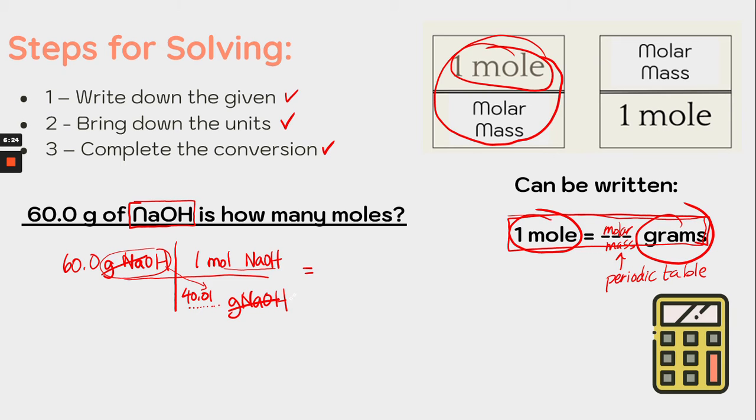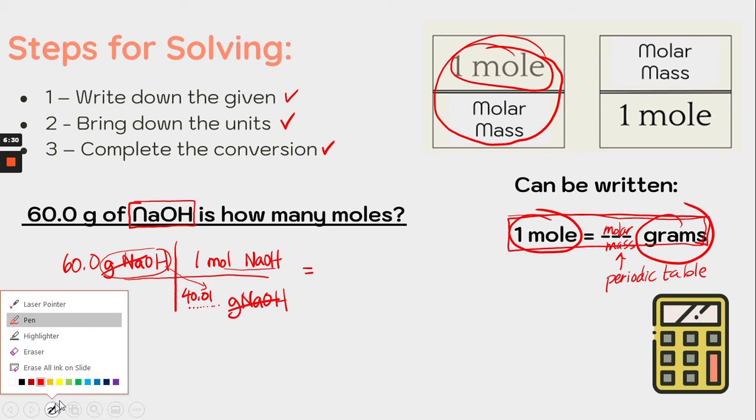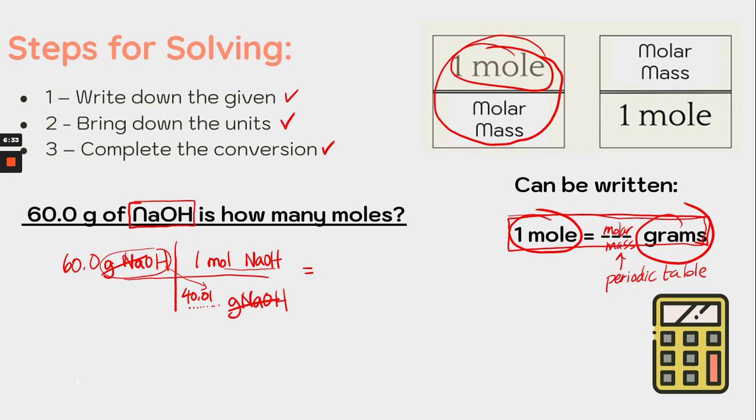Now, calculator work, guys, not fancy math. This is multiplying and dividing. What we're going to do every single time is set the problem up like we just did. After we set up the problem, we multiply all the numbers on the top together, hit equals, and then hit divided by all the numbers on the bottom. So 60 times 1 equals, divided by 40.01. That will give us our answer. I get 1.4996, and then my units are what did not cancel out. They're right here, moles of NaOH.